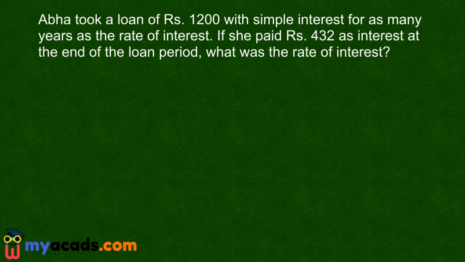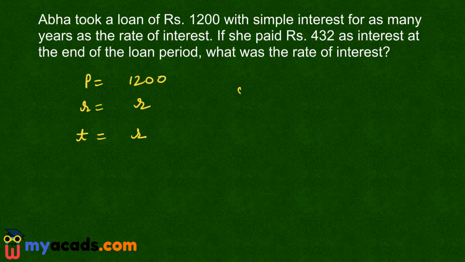Let's solve this question. My question says Abha took a loan of rupees 1200 with simple interest for as many years as the rate of interest. So Abha took a loan of rupees 1200 means my principal is rupees 1200 and the rate of interest is R and the time period T is also R. So the question says if she paid rupees 432 as the interest at the end of the loan period, what was the rate of interest?